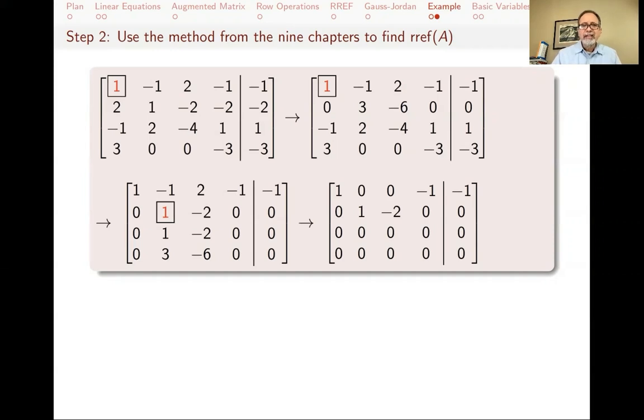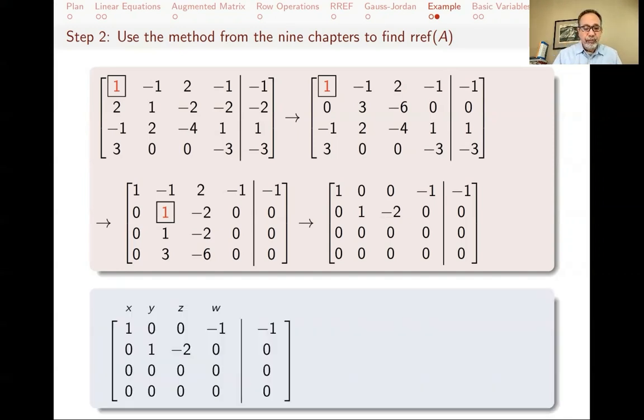Why did we do any of this? Because we started with a system and these moves are not changing the solution to the system. So now we have a new system, and this new system has exactly the same solutions as the old one. But the new system is actually much easier because 2 of the rows are all zeros. We have got 4 columns, x, y, z, and w. What are these equations? These equations are x minus w equals -1 and y minus minus 2z equals 0. Much simpler than before.